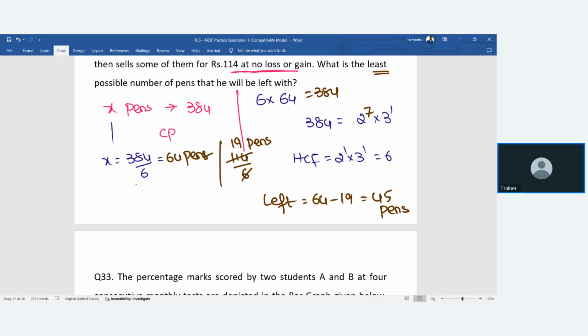Let's say, here I solved the question taking each pen cost as 6 rupees, which is obtained using the HCF concept. In fact, 6 is a multiple of 2 and 3, so 2 and 3 are factors of 6. I'll show you whether it is least or highest. We'll check that.